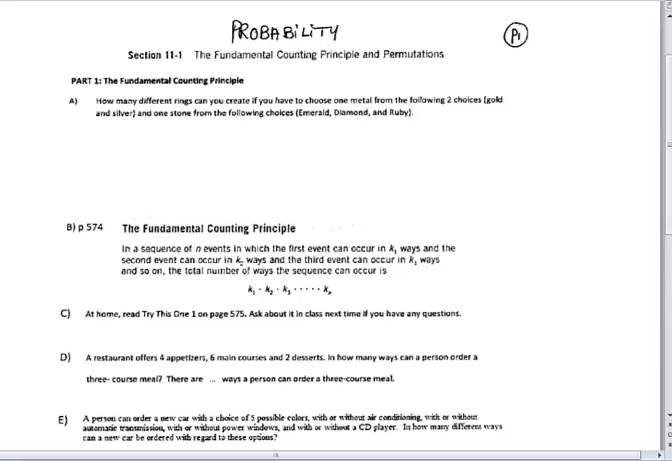Let's take a look at this section of probability, section 11.1, and we're dealing with something called the fundamental counting principle. So in short, it's called FCP. And let me tell you, when we use that, it's used when you have a task with several parts. And I'll show you what I mean in just a second.